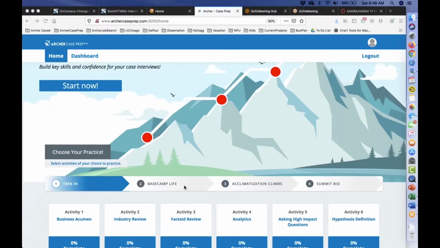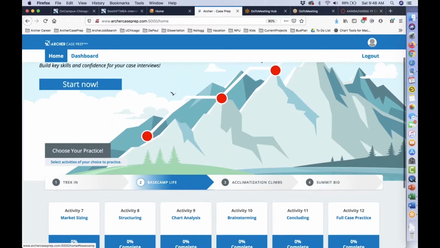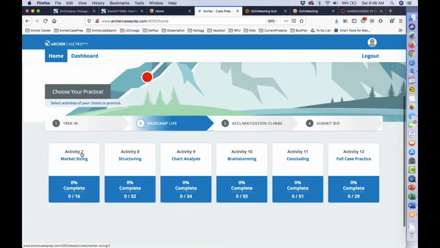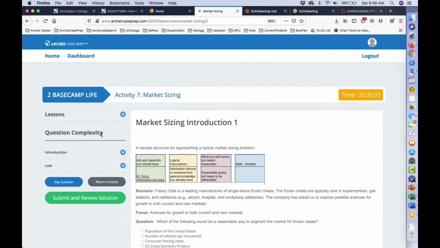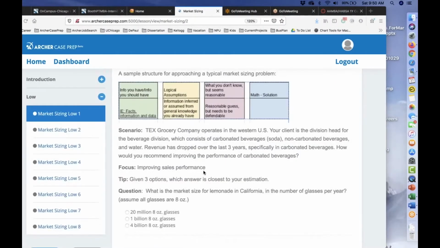Right, so we're going to go into level 2. These are set up with different activities that are all focused on case practice. Today we're going to do activity 7, starting with market sizing. The activities are organized based on complexity, which has to do with the challenge of those problems in your learning progression. For today, I'm going to have us go into the low problems. All right, so the first problem, the scenario is this.